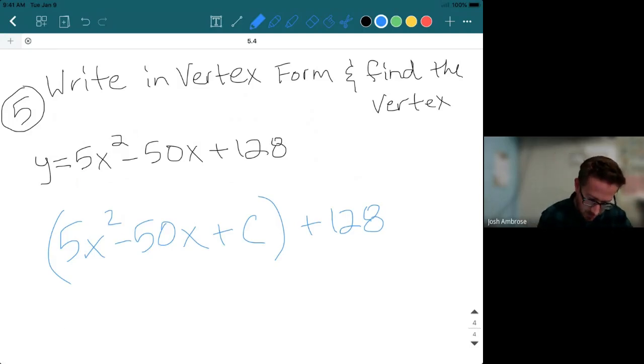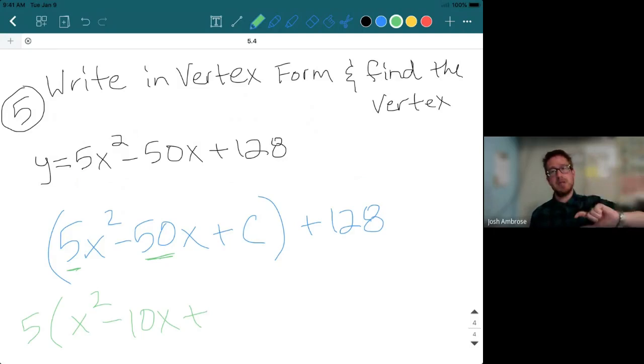All right, so let's go ahead and notice that 5 and 50, we could take a 5 out. Okay, and if we take a 5 out, let's do that. We have a 5 there. That creates now x squared minus 10x plus, and now let's create that brand new c value.